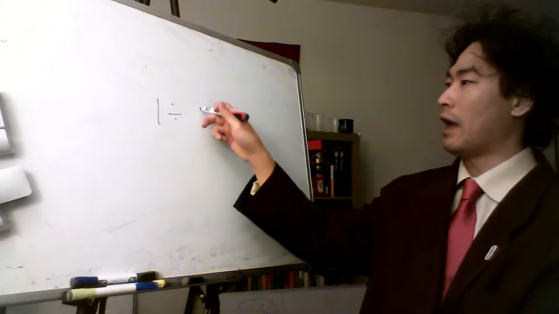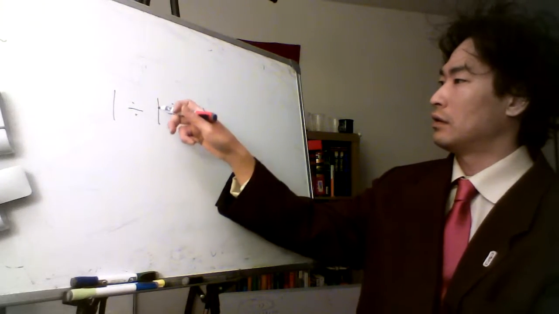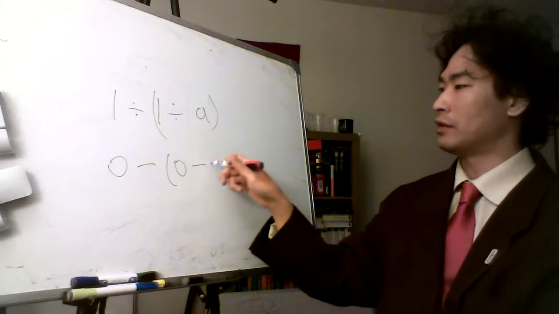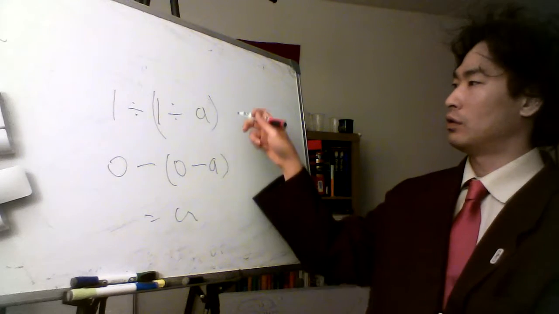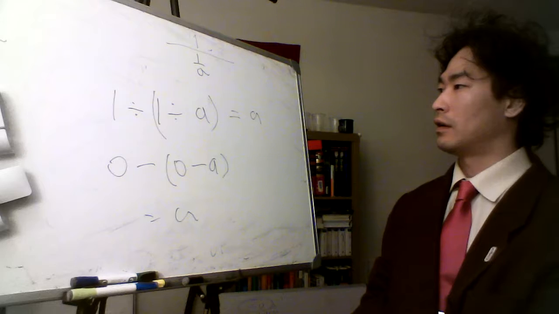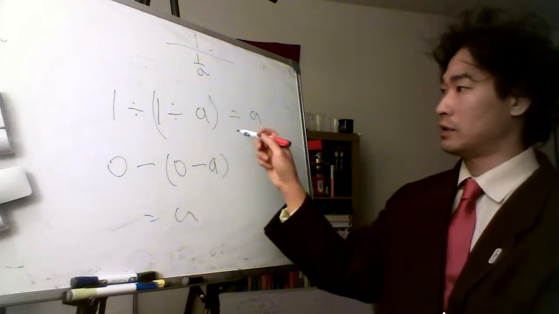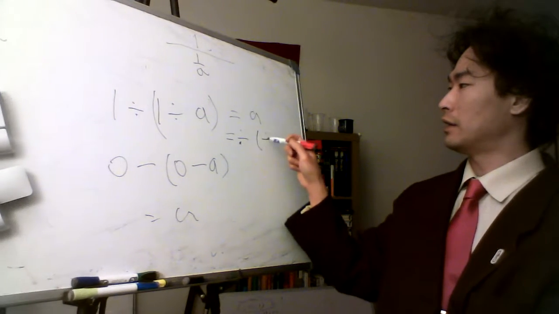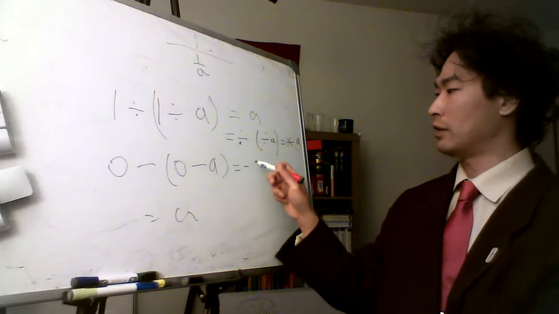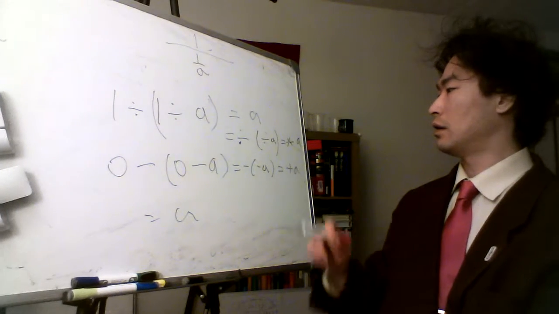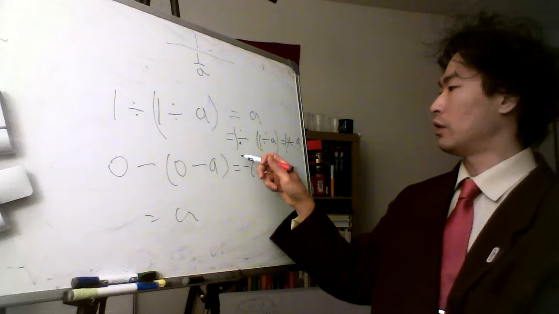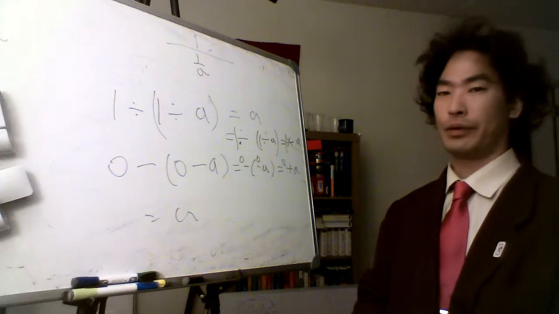So 1 divided by A. Okay. It's like 0 minus 0 minus A, which is equal to A. Here is equal to A. You have 1 over 1 over A, okay? And we're gonna denote this as divided A is equal to multiplication A. Okay? Just like here, you have minus minus A is equal to plus A. Okay? So 1 is always implied here, 1 here, 1 here, and 1 here. And here you have 0 here, 0 here, 0 here. Okay? So that's that. That's all there is to it.